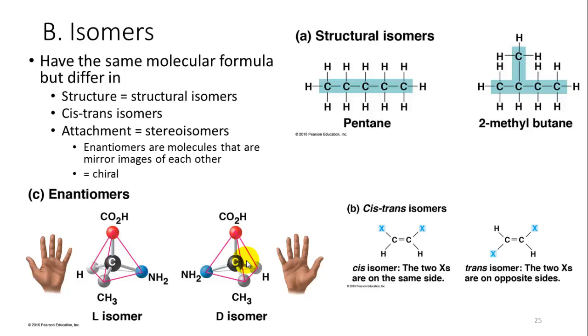So that's an enantiomer. These molecules that are able to make mirror images of each other are called chiral molecules or compounds.